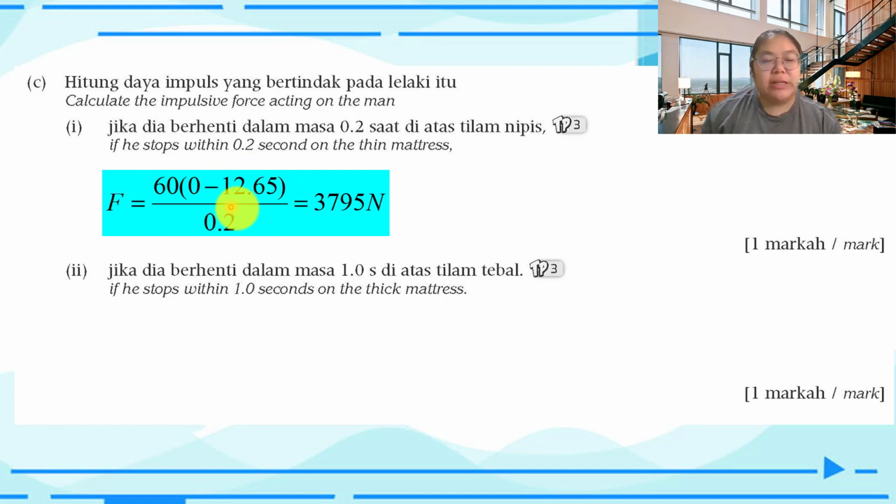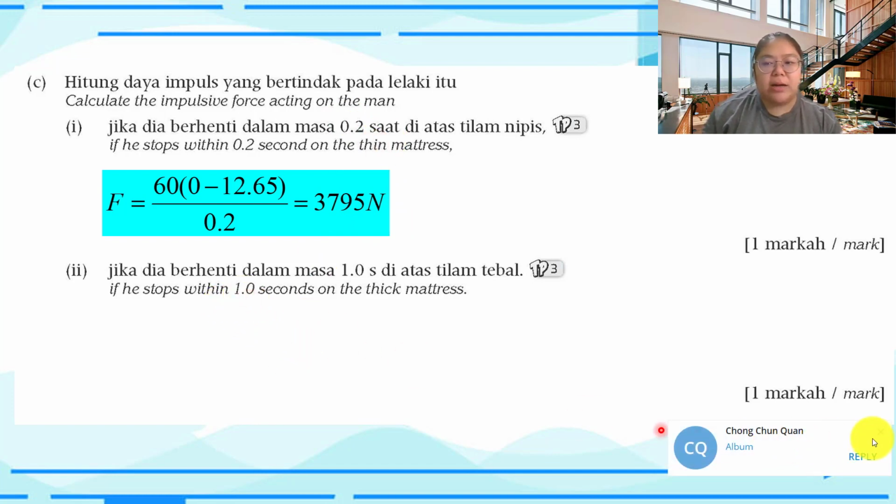So from here, we just ignore the negative. The reason is because that is an impulsive force. We're just talking about the force acting on the person. Negative, that's not related. For this situation, they're not in opposite directions because this one is a slowdown. Okay, so from here, I get the answer is 3,795 Newton acting on the person when landing in 0.2 seconds.